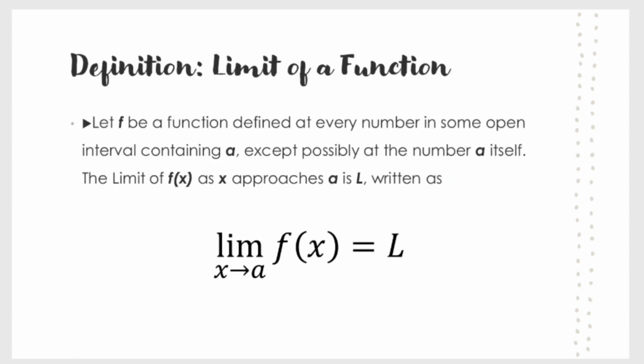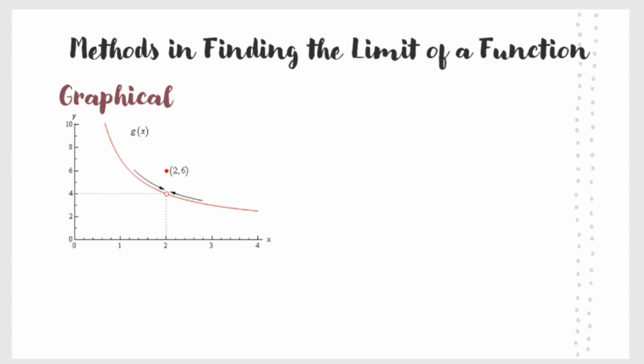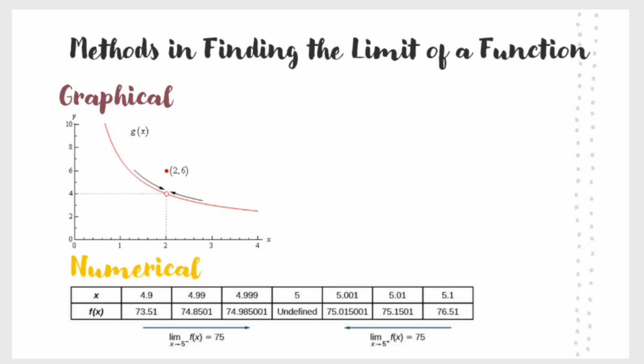By definition, for a limit of a function where f is a function defined at every number in some open interval containing a, except possibly at the number a itself, the limit of the function as x approaches a is L, written as this. There are three methods in finding the limit of a function: graphical, numerical, and analytical.